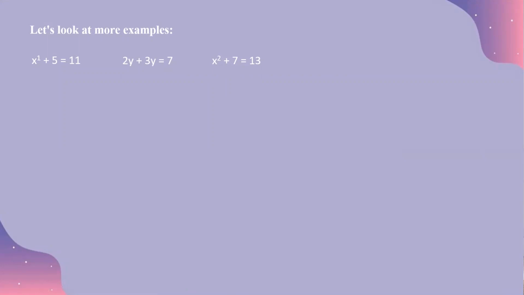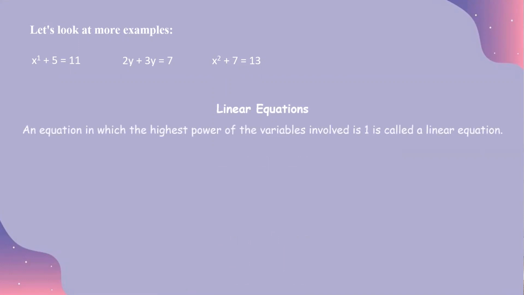Okay, we have been talking a lot about equations. Let us move on to linear equations. An equation in which the highest power of the variables involved is 1 is called a linear equation. But can you relate the first one or the third one to a linear equation? Yes, it is the first one. Second and third cannot be linear equations because here it is more than one variable and here it is the power 2. Here the highest power needs to be 1 and the first one has the highest power as 1. So the first equation is a linear equation.